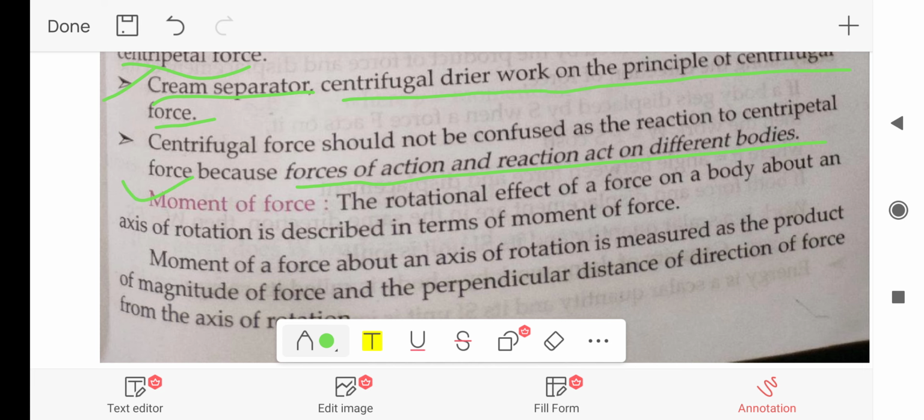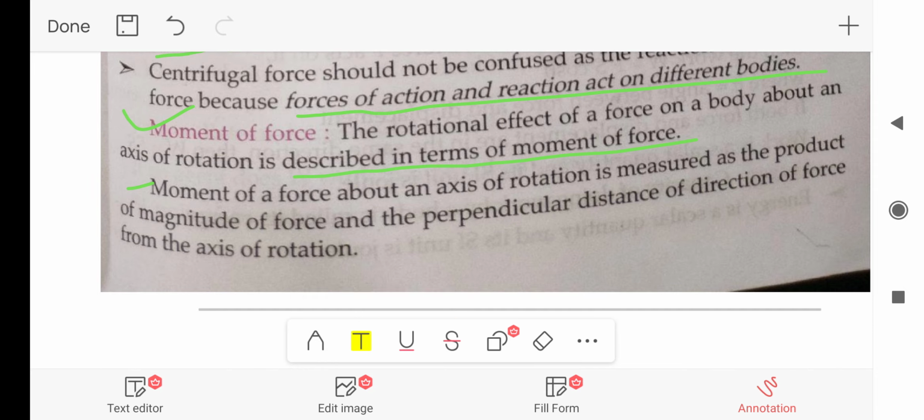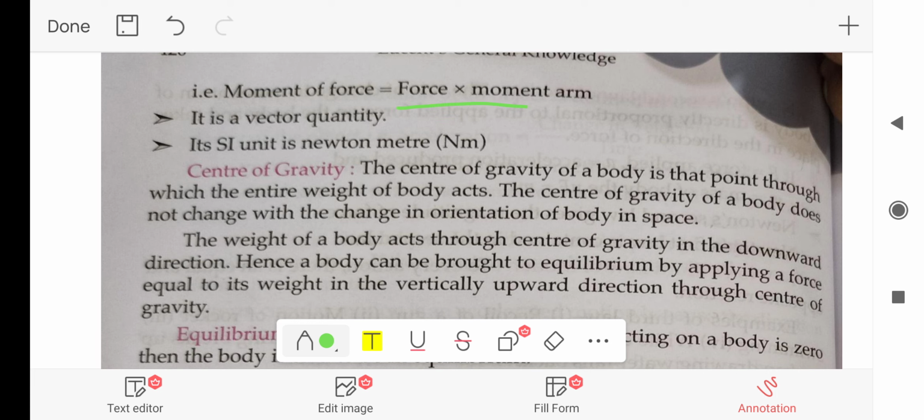Moment of force. The rotational effect of a force on a body about an axis of rotation is described in terms of moment of force. Moment of force about an axis of rotation is measured as the product of magnitude of force and the perpendicular distance of direction of force from the axis of rotation. That is, moment of force is equal to force into distance r. Moment of force is a vector quantity. Its SI unit is Newton meter.